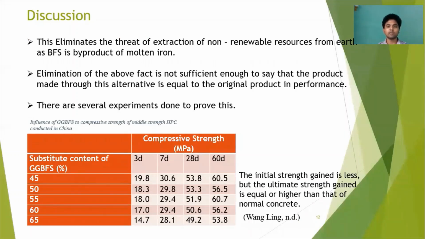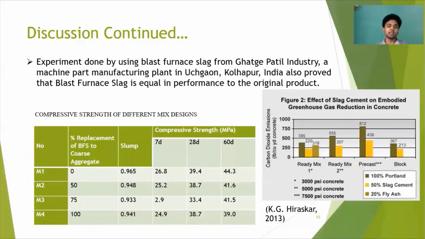But it is not sufficient to say that the product made using blast furnace slag is equal in performance to the original product. So we have to do some experiments. I have shown here the test results of an experiment already done in China. From the results of the table, it is said that the ultimate strength gain is equal to or higher than that of normal concrete. These are the test results of another test done in India. It also shows that blast furnace slag is equal in performance to the original product.